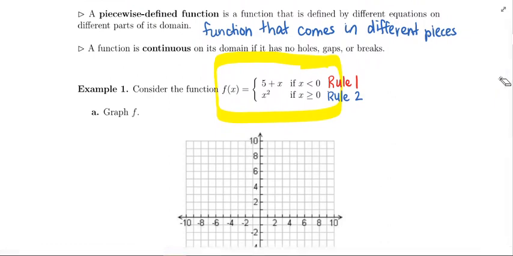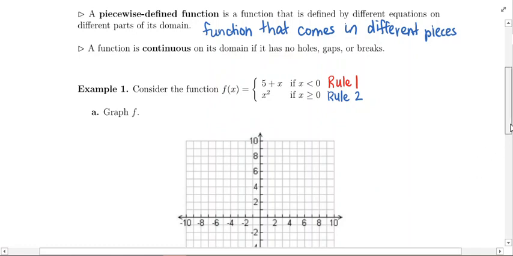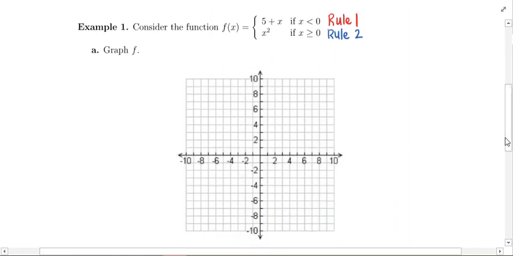I'm going to have a specific method I would like you to follow. The way I do this, we make a table of values for each rule. I do this to minimize your chance of making a mistake. So try to follow that method. It's very helpful. Let's get started on graphing this particular function out. Again, we have 2 rules. Notice I put rule 1 in red and I put rule 2 in blue.